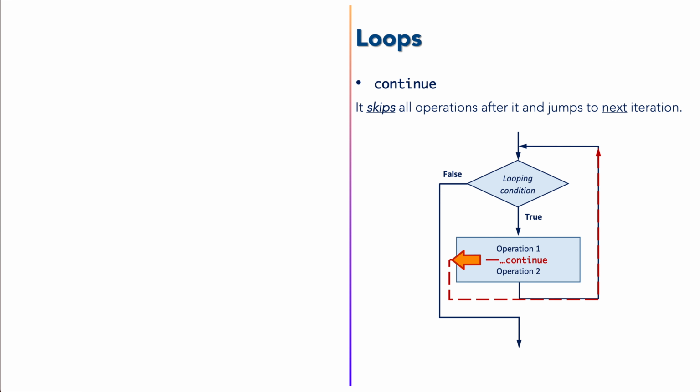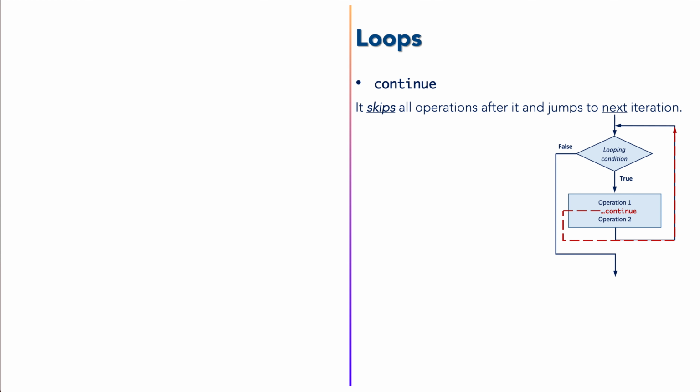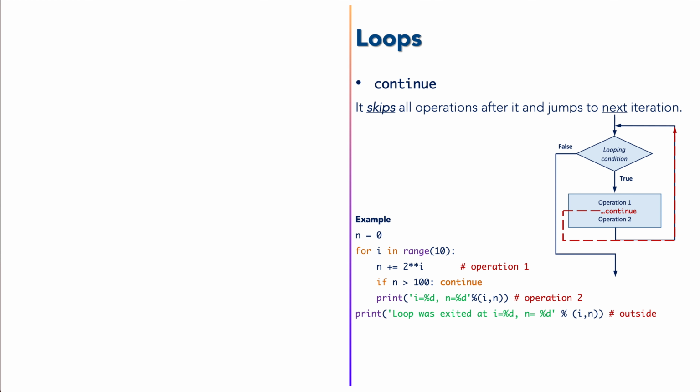Continue makes the flow control skip all operations after it by jumping to the next iteration. Unlike break, it doesn't cause the flow control to terminate the loop. This example uses the same previous code, but by using continue instead of break.